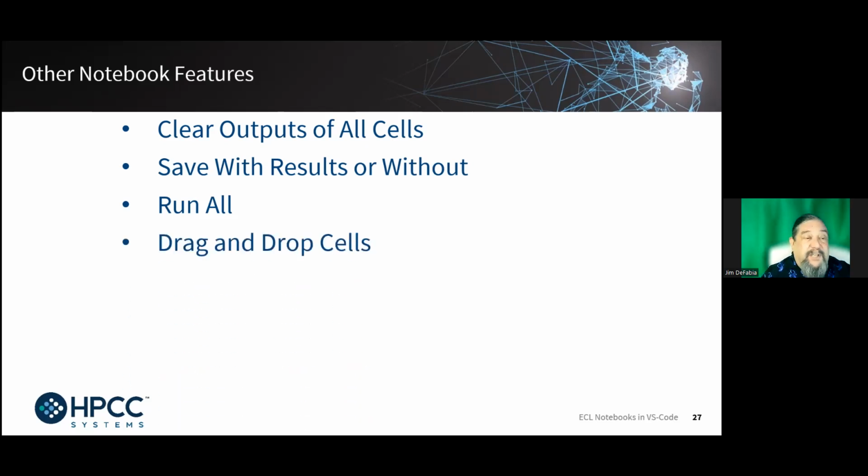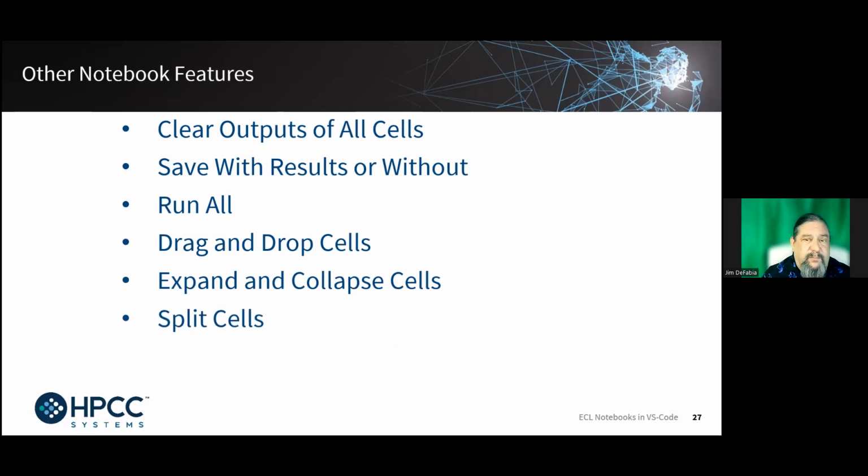You can drag and drop cells while you're designing. So if you change your mind about the order that you want to display something, you can easily drag them around. You can expand and collapse cells, which allows you to have more real estate on your screen. You can split cells. So if you have a cell with lengthy code, you can split it in two, and then maybe put some explanatory text in between the two cells. And you can also import Observable JavaScript notebooks, and we'll see an example of that a little bit later.